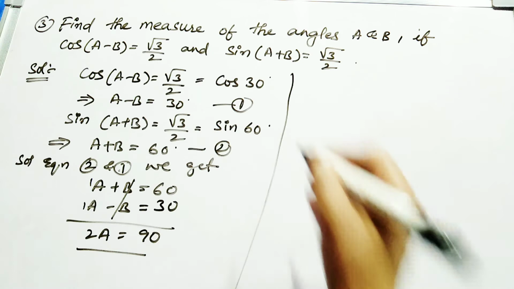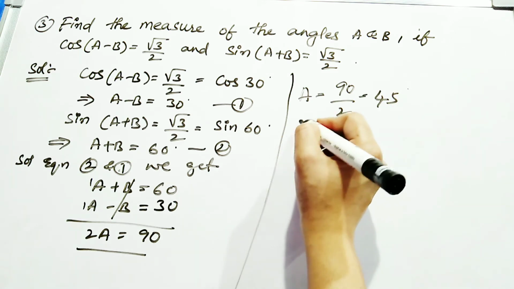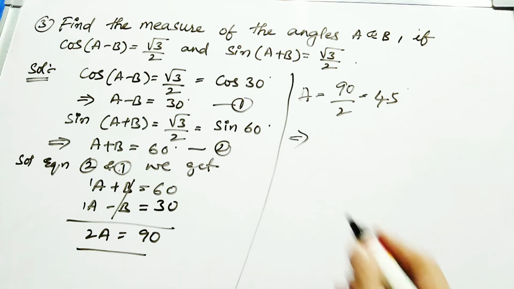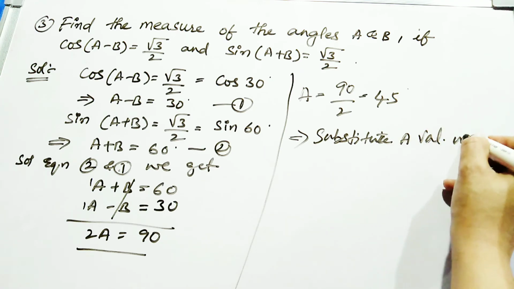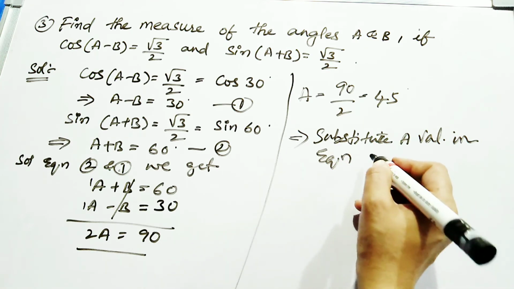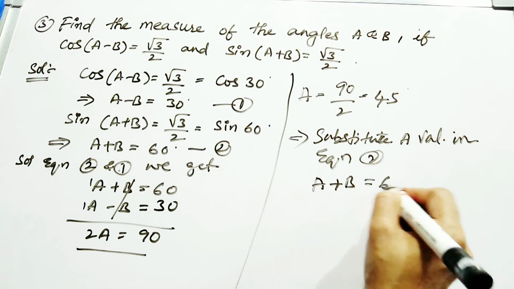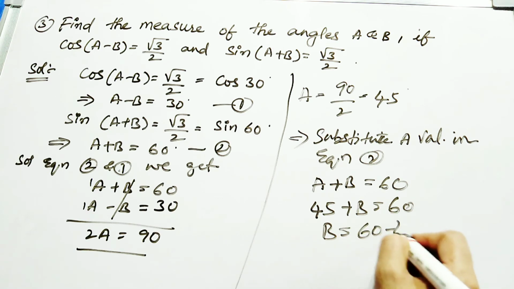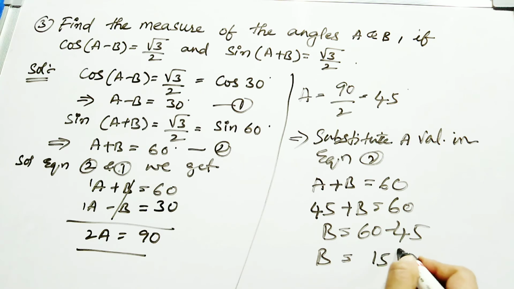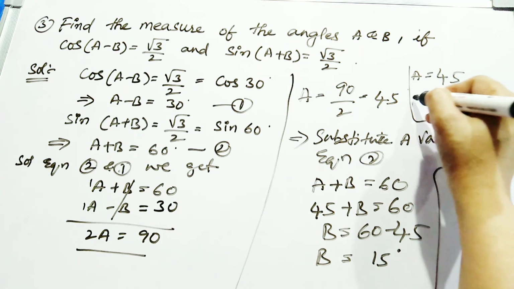So what is the A value? A equal to 90 by 2, so you will get 45. Substitute A value in equation 1 or 2, you can take any equation. So A+B is equal to 60. What is the A value? 45 plus B equal to 60. What is B? 60 minus 45, you will get 15. So A value is 45 and B is 15.